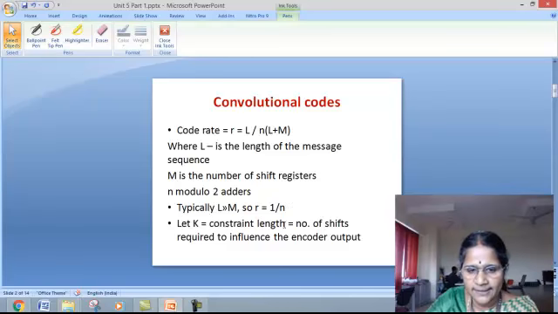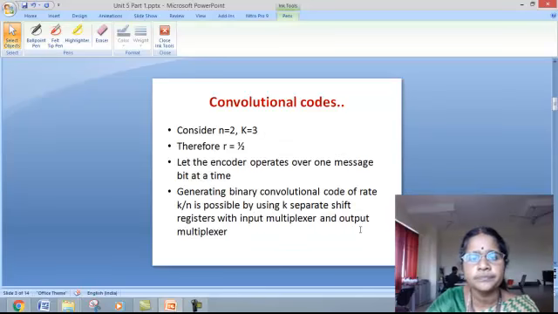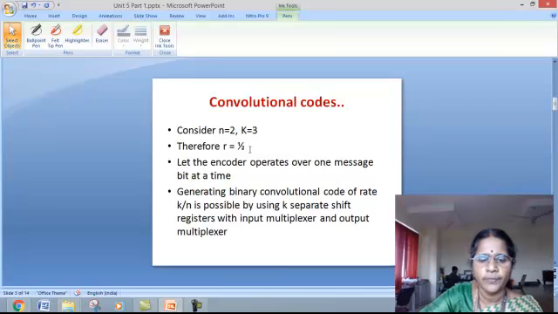Let K be the constraint length, which is the number of shifts required to influence the encoder output. Once a message bit is given at the input, the number of shifts required by that message bit to produce a change in the encoder output. For example, let us take n equal to 2 and k equal to 3, and thereby the code rate is R equal to 1 by 2.